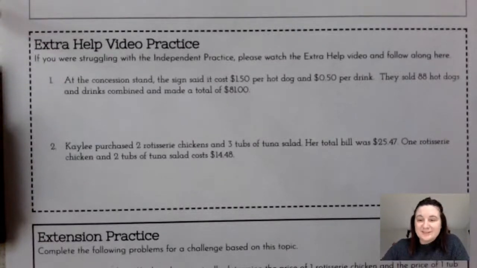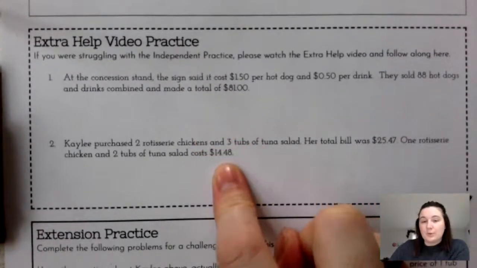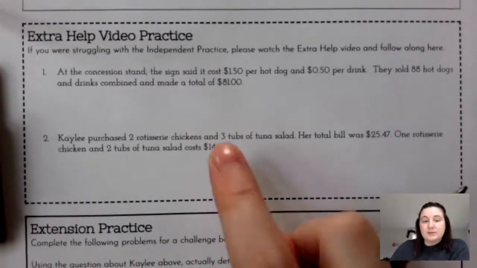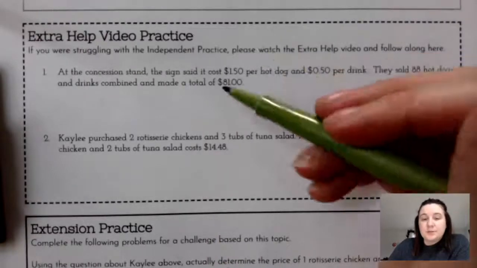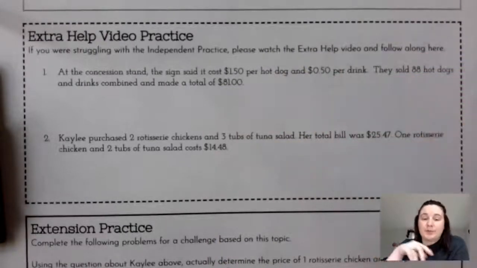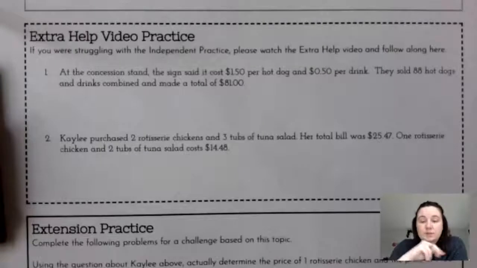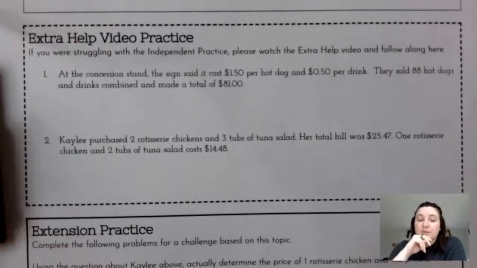For this extra help video, we are going through Learning Target 322. If you have a packet, this is on page 16. Otherwise, I'm going to go through these two problems. And so when we are doing these problems, we first need to remember the number 2. We're going to have two equations, two variables for every scenario.